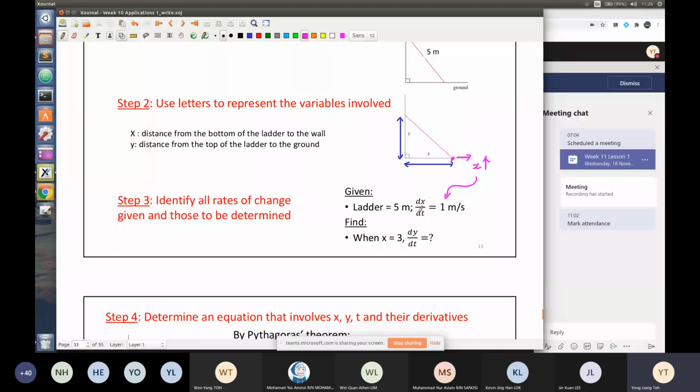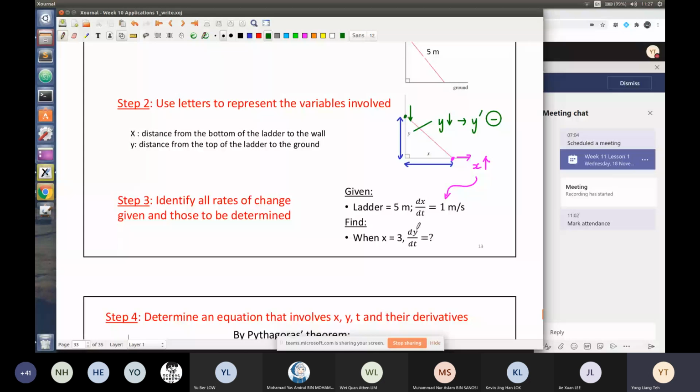Now, this dy dt, you have to consider also. If this is y, then when this upper point is sliding down, you have to consider that y prime is negative, because this y is decreasing. Let me draw the arrow here, and you can see that y is decreasing. So when y is decreasing, y prime must be negative. So this dy dt here, you should expect a negative value.